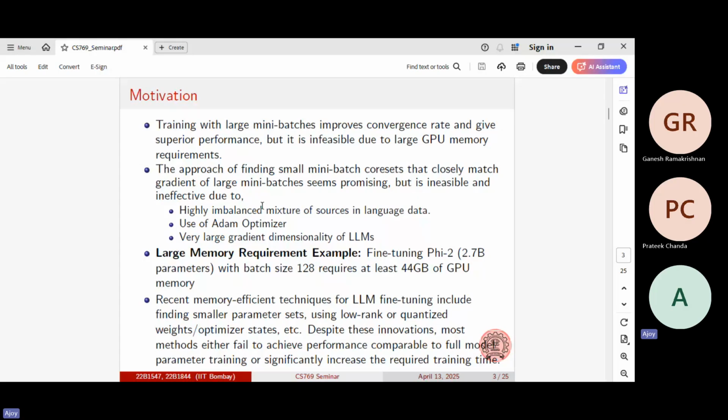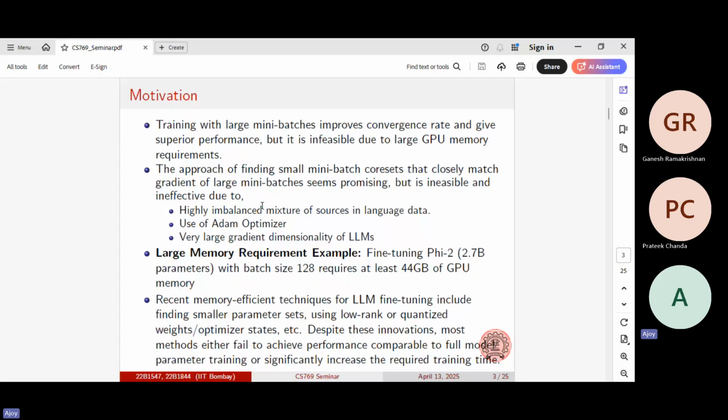Some sources have a large number of examples in the data, and some sources have few examples. That causes an imbalance, and due to that there are some problems. Then the Adam optimizer. I'll talk later about how the Adam optimizer causes a problem here, and also the gradient. The gradient which we calculate for the LLMs has very large dimensions, so it is very complex to cater to. An example is shown here.